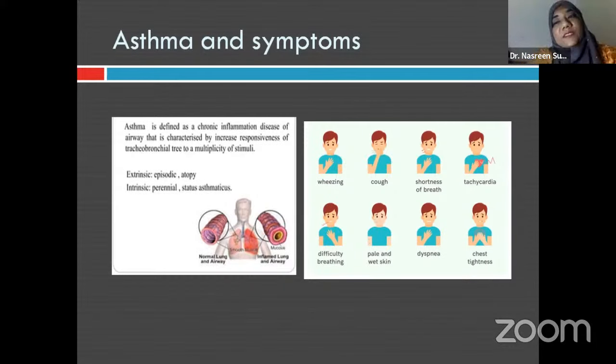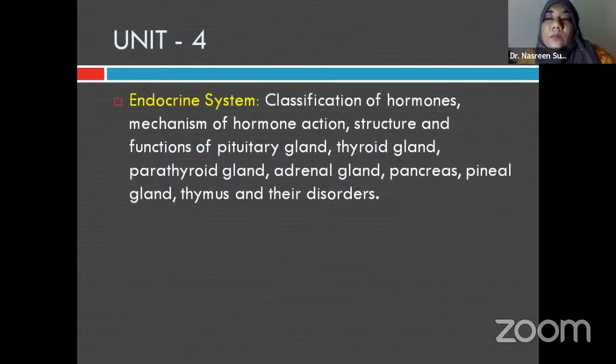You might have seen in the movies, on television, when something happens, the person immediately does like this, right? So what is happening? Wheezing, cough, shortness of breath, and chest tightness will be seen. Dyspnea means he will not be able to breathe properly. Pale and wet skin and difficulty in breathing will be seen. These are the symptoms of asthma.